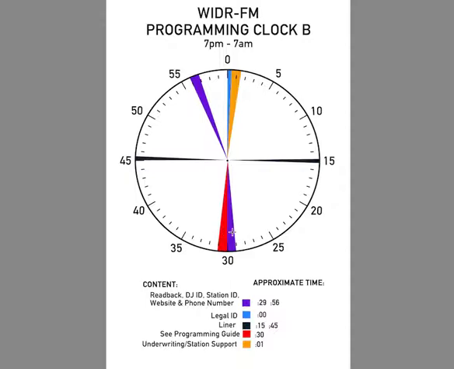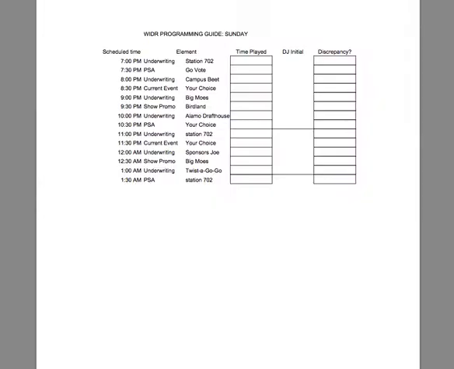Then I come in, I'll do my readback. Now this is red because it doesn't correlate with a specific piece of imaging. It says see programming guide. So what I'll do is I'll go to the programming guide down here and see that at 7:30 I've got to play the Go Vote. If it were the 8 o'clock hour though, I wouldn't be playing a PSA, I'd be playing a current event of my choice. And so I would go in and record that after I had played it. Oh, not 8:30. 7:30.